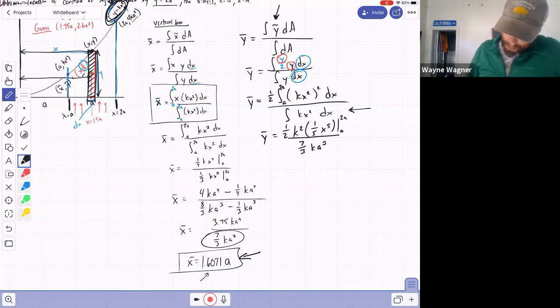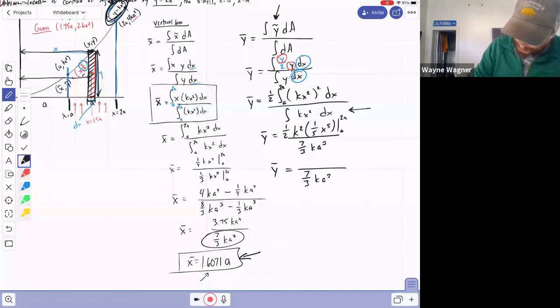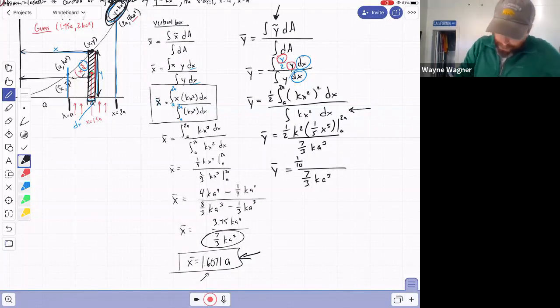Okay. So let's see here. So y bar equals, again, we've just got this 7/3, which is kind of just along for the ride. And then I get this 1/2 and that 1/5. So that's 1/10. This k squared is still here. And then I've got x to the 5th. Okay, and then we've got to plug in for that.